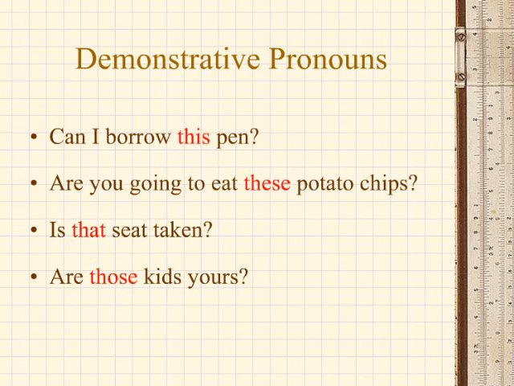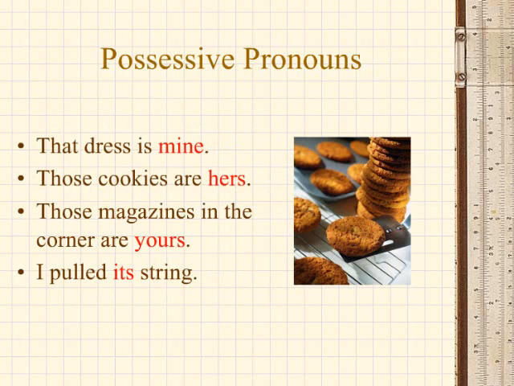Take a look at these examples. Can I borrow this pen? Are you going to eat these potato chips? Is that seat taken? Are those kids yours? Possessive pronouns show ownership or possession. Examples of possessive pronouns include mine, yours, hers, its. Here are a couple of examples. That dress is mine. Those cookies are hers.